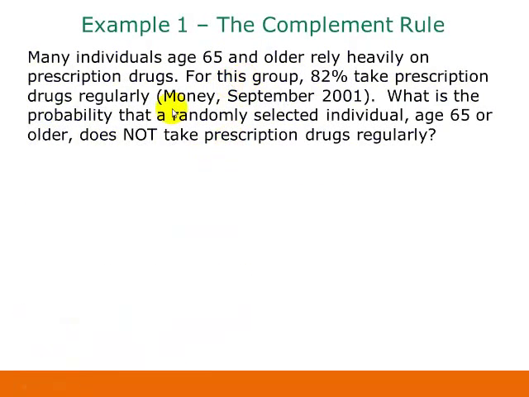Here's an example. Many individuals age 65 and older rely heavily on prescription drugs. For this group, 82% take prescription drugs regularly. What is the probability that a randomly selected individual age 65 or older does not take prescription drugs regularly? So the word not is a good clue that you're talking about a complement. Up here we had 82% that do take prescription drugs regularly. Now we're asking about the probability that someone does not do that. So that would be a complement.